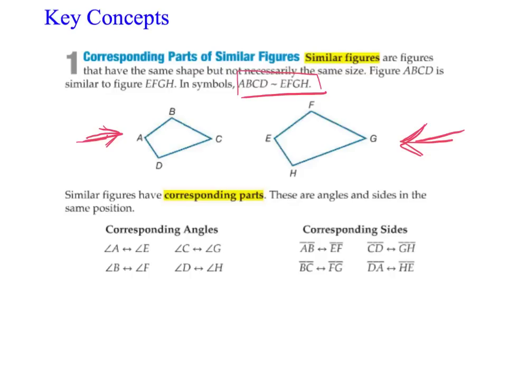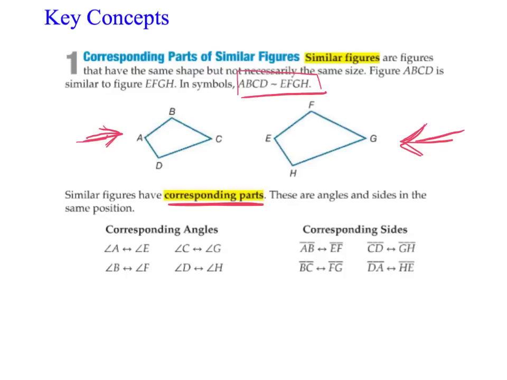And we can think of that kind of in Snicker bars. You have a king-size Snicker bar, or you have a little fun-sized Snicker bar. They're the same shape, right? Same candy bar, but they're not necessarily the same size. That's what similar figures are. So similar figures have corresponding parts. These are angles and sides in the same position.